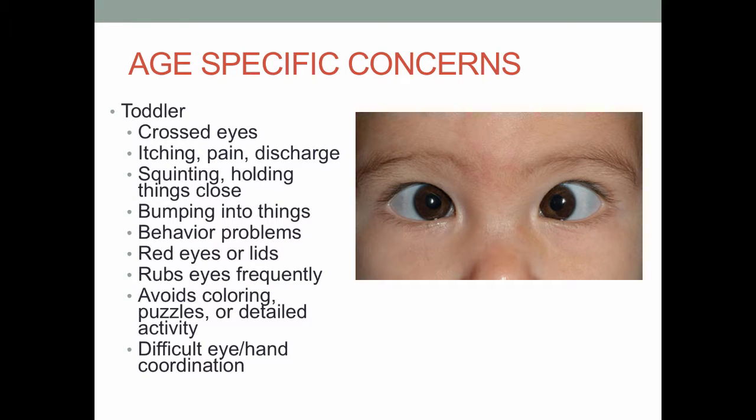For the toddler, we're really focusing on whether or not they have good extraocular eye muscle movement, and have they noticed any wandering eye or crossed eye. Do they have itching, pain, or discharge? Does the child squint or hold things really close? Does the child bump into things or have behavioral problems? Red eyes or lids are important. Rubbing their eyes frequently. A child who avoids coloring or puzzles or detailed activity can be indicative of problems with sight and difficulty with eye-hand coordination.